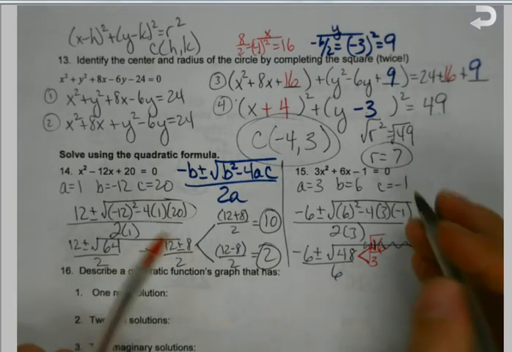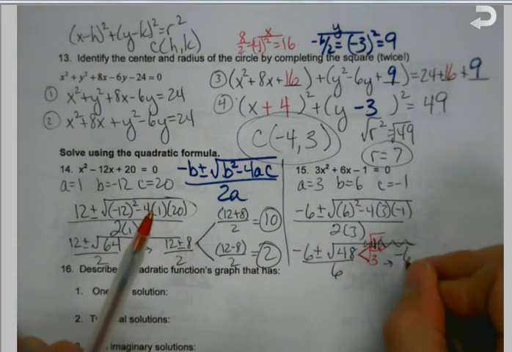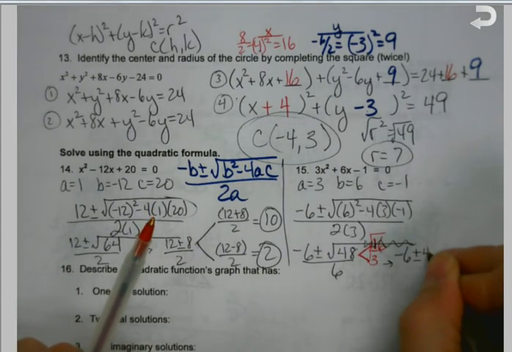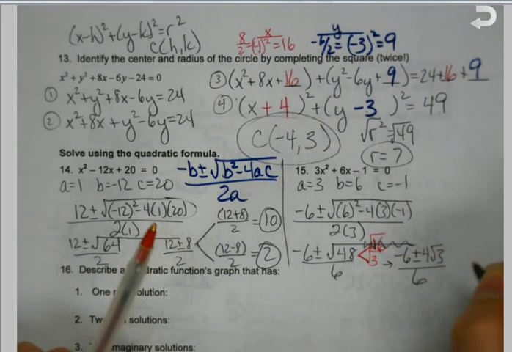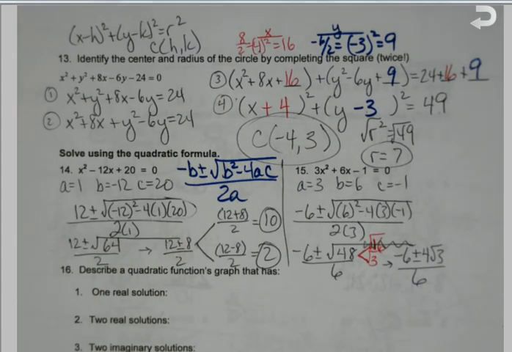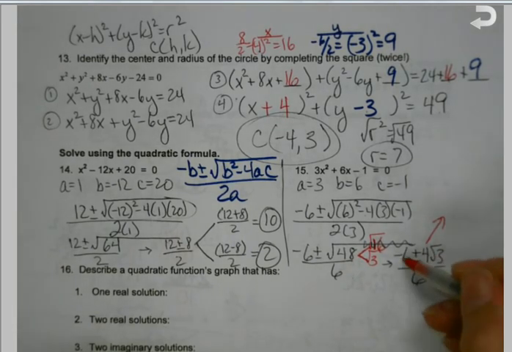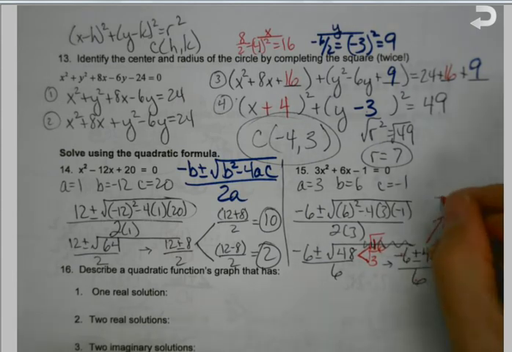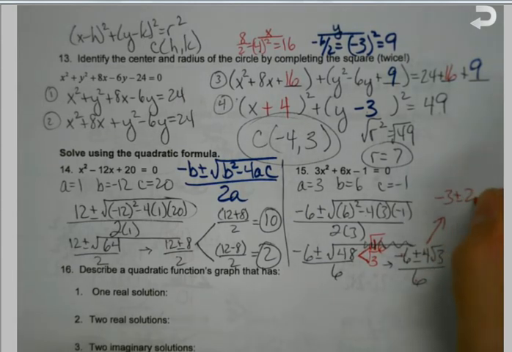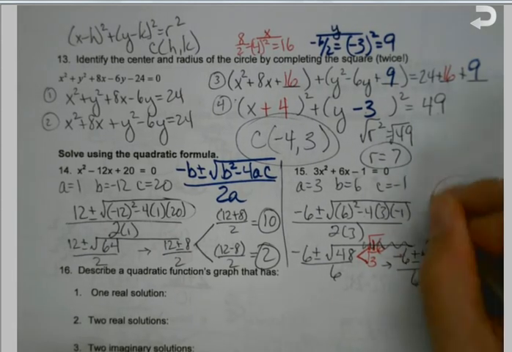Let's see here. Negative 6 plus or minus the square root of 16 is 4, square root of 3, over 6. Anything else I can do with this one? You know when I ask, that typically means there is. Anything divide into those three numbers? Yeah, 2 does. So divide all those by 2. Now we're done.